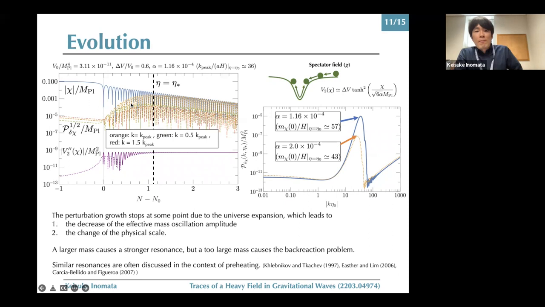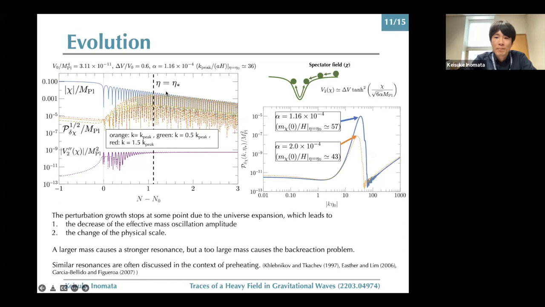And this stop comes from two effects. One is the decrease of the effective mass oscillation amplitude. We can see that the amplitude of the mass oscillation decreases as time goes by. This is due to the expansion of the universe. Also, we need to be careful about the change of the physical scale. Even if some scales are within the resonance scale, they can go out of the resonance scale once we take into account the universe expansion, because the physical scale evolves as time goes by. So due to these two effects, the resonance stops at some point.